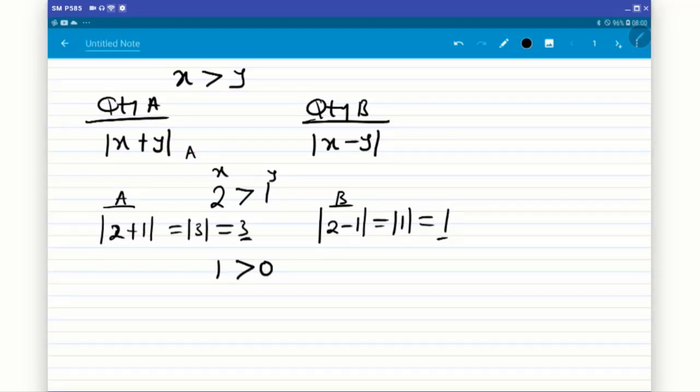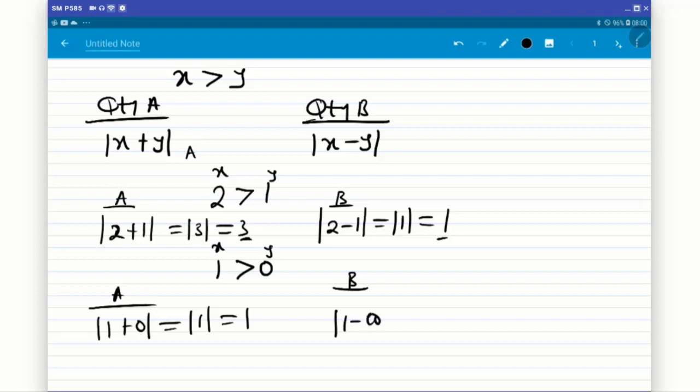So maybe x, y. And that means my A will be 1 plus 0, giving me absolute value of 1, and that is 1. And for B, what do I have? 1 minus 0, that gives absolute value of 1, which is 1. Oh, now this one is saying they are equal. That is C. So what does that mean? It means this cannot be determined. Our answer will be D.